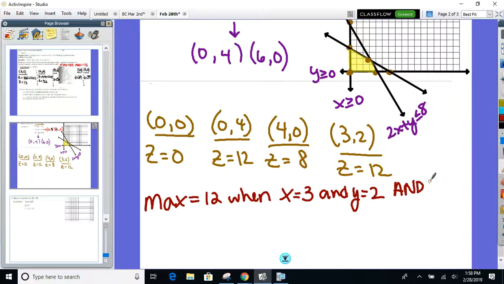And the other pair, when x equals 0 and y equals 4. That's what I need now.